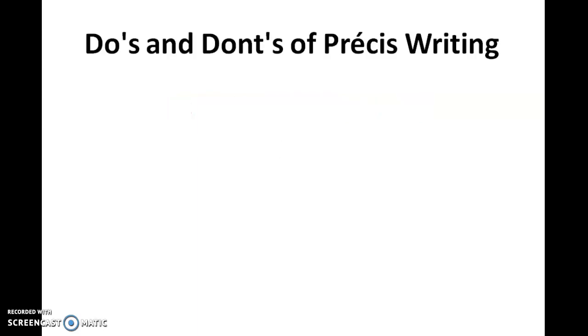So there are some do's and don'ts you need to follow while writing precise writing. First we learn the do's, what you're supposed to do. The first point is, start your precise by highlighting the main idea of the passage. And you should create a contextual environment where you can place the necessary points.